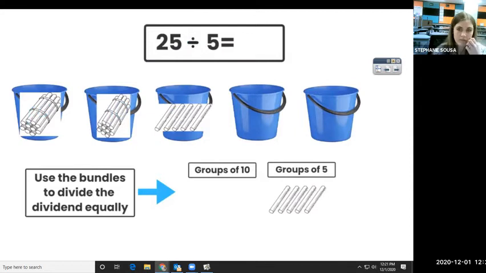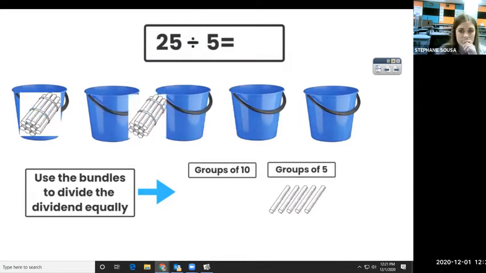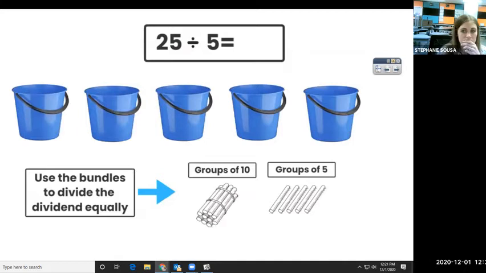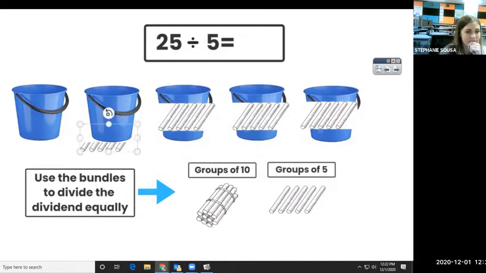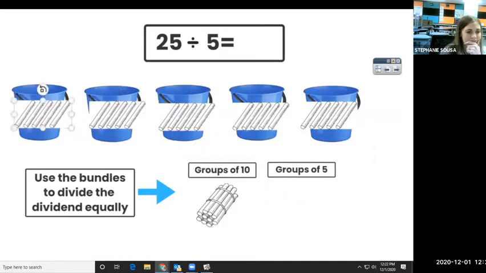Let's try putting 5 in each one of the buckets and see how that helps. All right, so let's take and move 5. So 5 here, to the front. Sorry about that. 5 there, 5 there, 5 there. There we go. 5 there and 5 there.